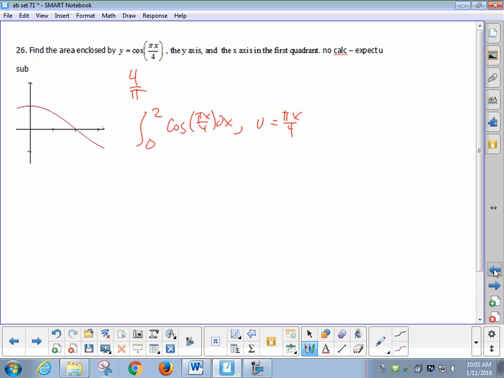So, looking at 26, my answer was 4 over pi. Do you concur? If you did not get 4 over pi, this is the integral I used, the area from 0 to 2, and I had a u sub of pi x over 4. It was a function within a function, so u sub it.